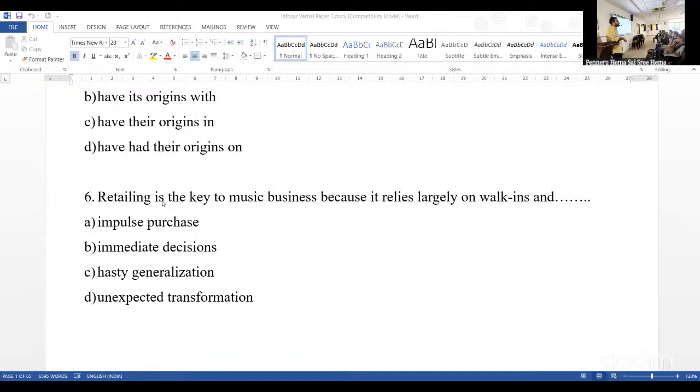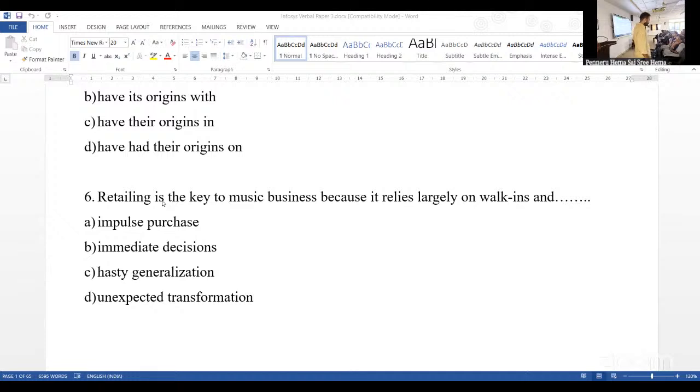Why not other options? So usually when we are talking about retailing, retailing is the key to music business because it relies largely on walk-ins and impulse purchase, not immediate decisions. So the reason here we are choosing impulse purchase is that impulse purchase usually happens based on emotion. Decision happens based on thinking.